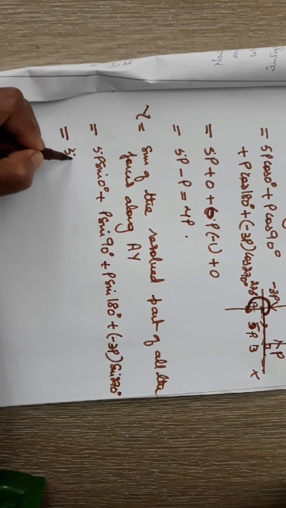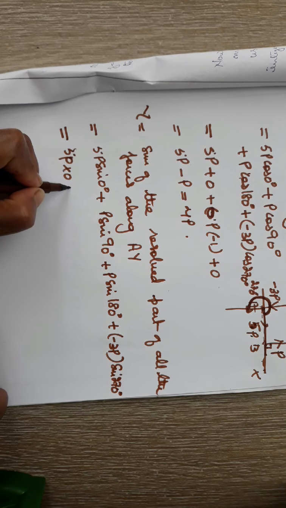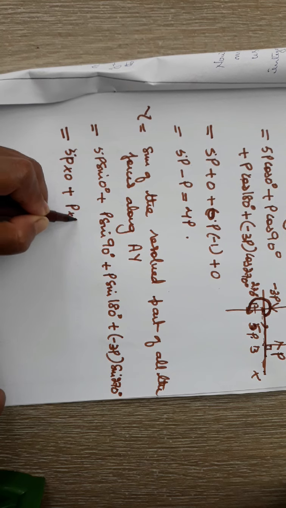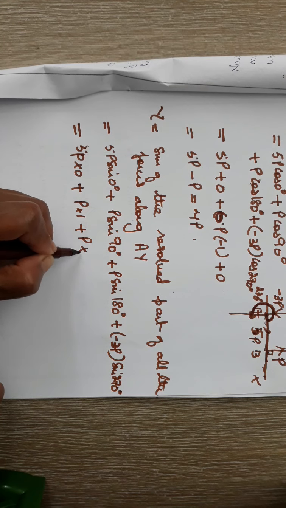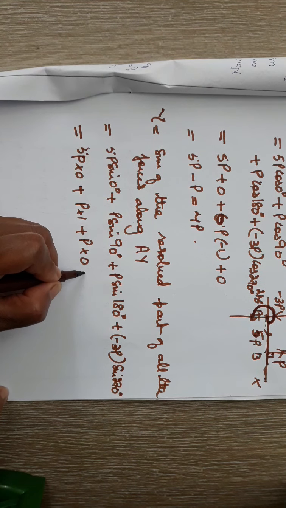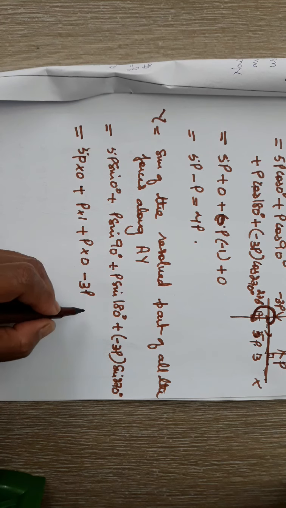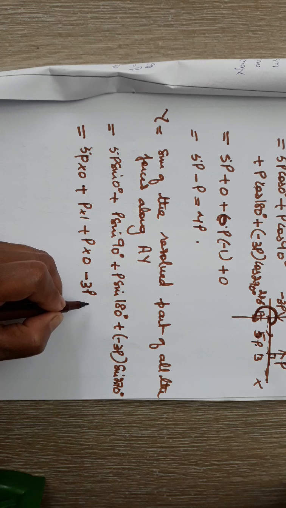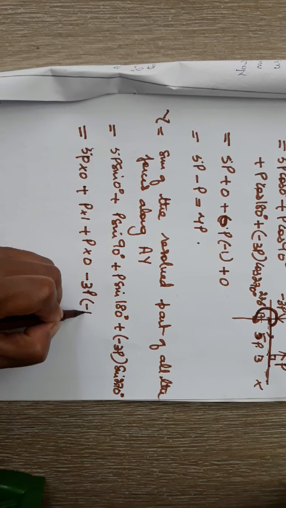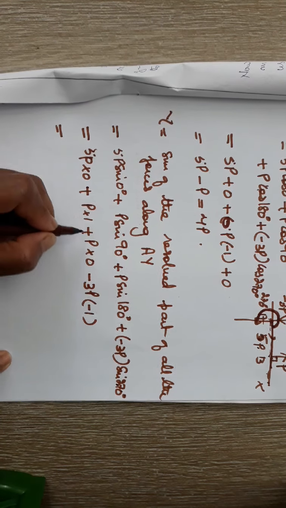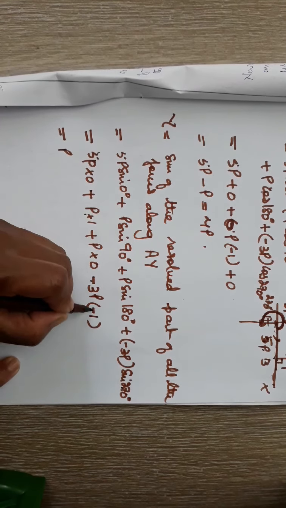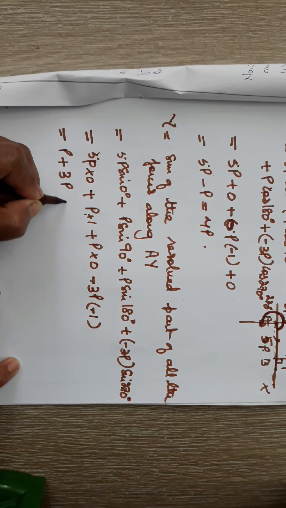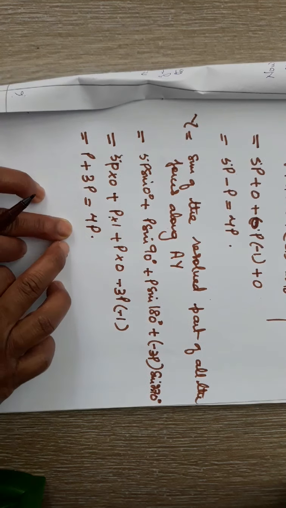So you will have 5P into 0 plus P into 1 and then plus P into sine of 180 again 0, minus 3P into sine of 270 degree will be equal to, from trigonometry, okay, it will be minus 1. So here you have P here, minus into minus will give you plus 3P, which is equal to 4P. So the sum of the resolved parts of the forces along the y-axis is again equal to 4P.